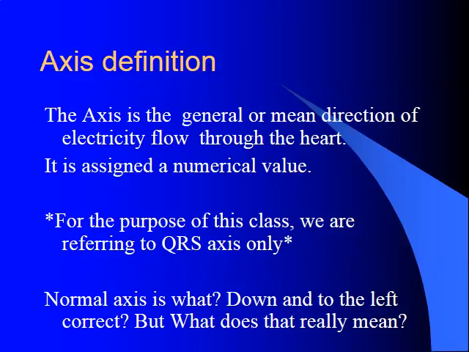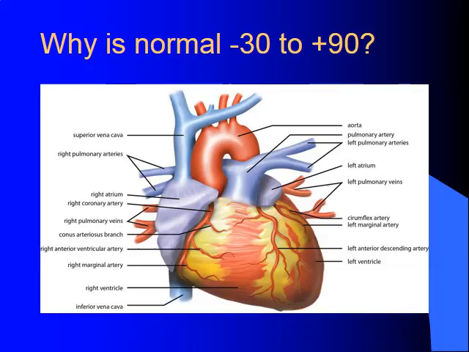As we've mentioned several times, the normal flow of electricity is down from the right atrium down to the left ventricle. Starting up in the SA node, it travels into the apex of that large left ventricle. So that's the average flow of electricity through the heart. So we assign a numerical value, and we say that anything is normal if it's between -30 and 90. But this really doesn't tell us very much.